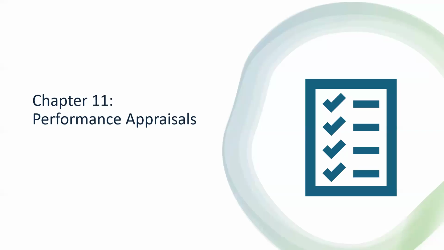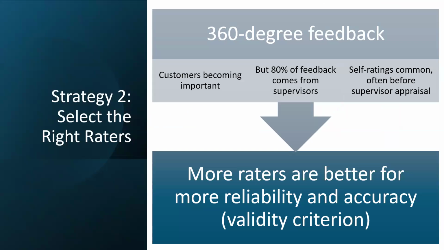This is the second of the two videos we have for chapter 11, going through how we can improve our performance appraisal process. In the first video, we talked about different appraisal formats like rankings and ratings and management by objectives. So the second strategy we can use is selecting the right raters.